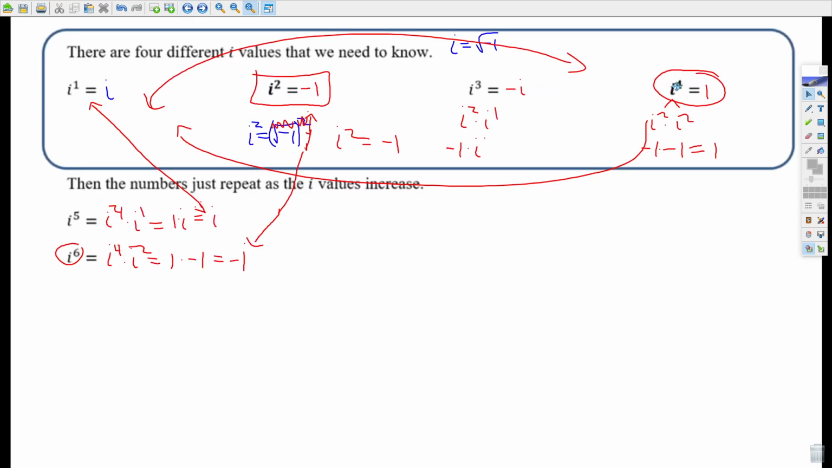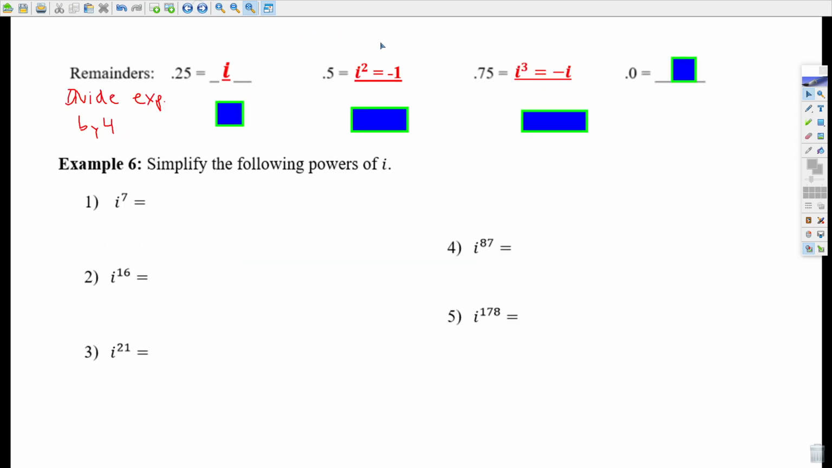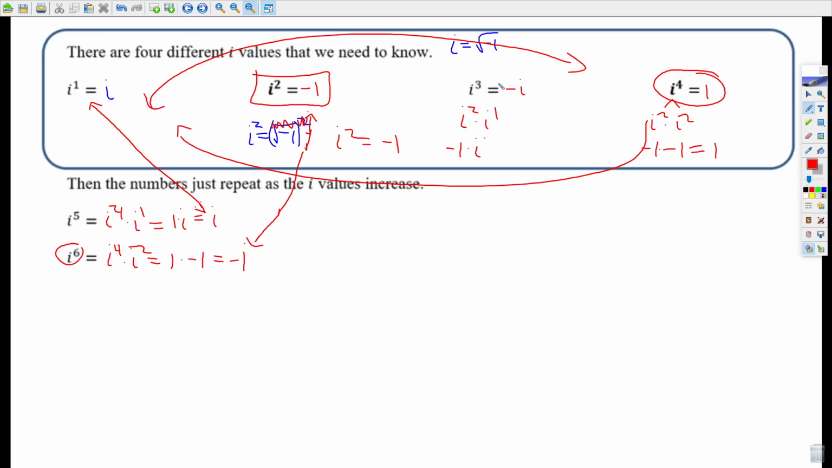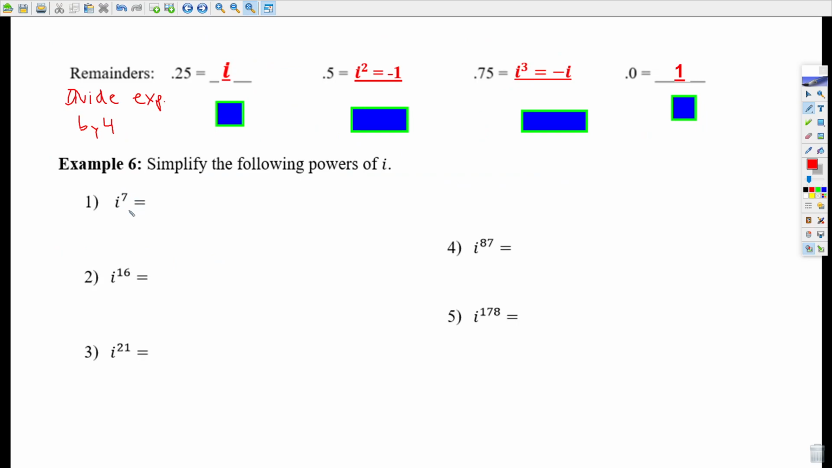That means 4 went into the number evenly. That means it's just 1. So let me show you an example of how easy this can be. We know i to the 7th is going to be what? It's right after 6, so it's going to be i to the third, or -i. What you're going to do is take 7, go off to the side somewhere, and divide it by 4. Divide the exponent by 4.